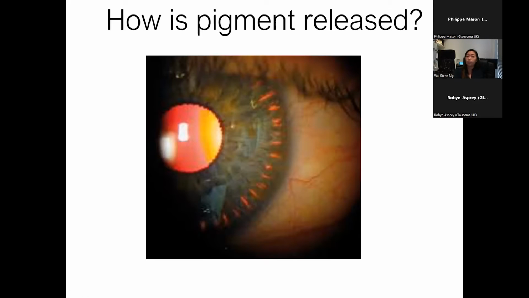But if you have pigment dispersion syndrome, there is this radial appearance in the areas where the chafing has occurred, so much so that the iris has been rubbed off, allowing the light, which is reflecting off the back of the eye, to shine straight through.